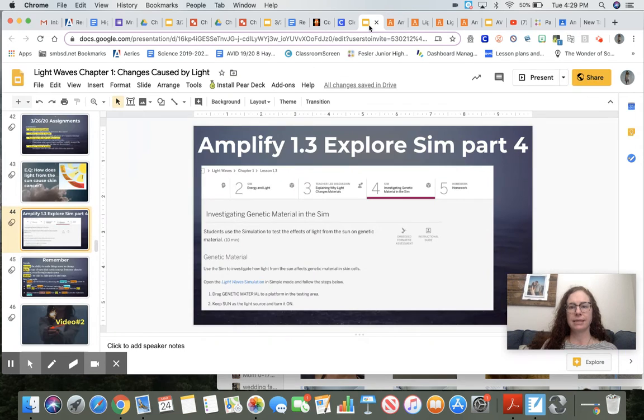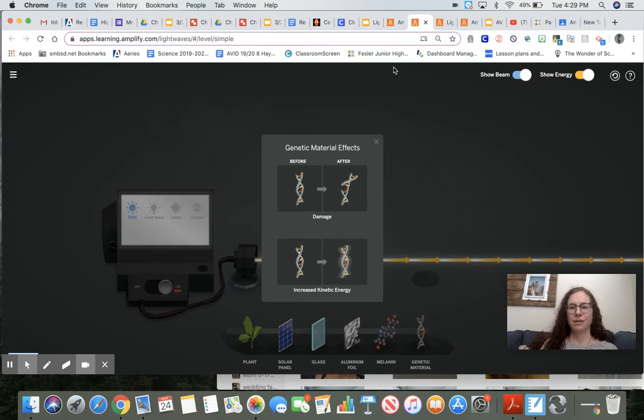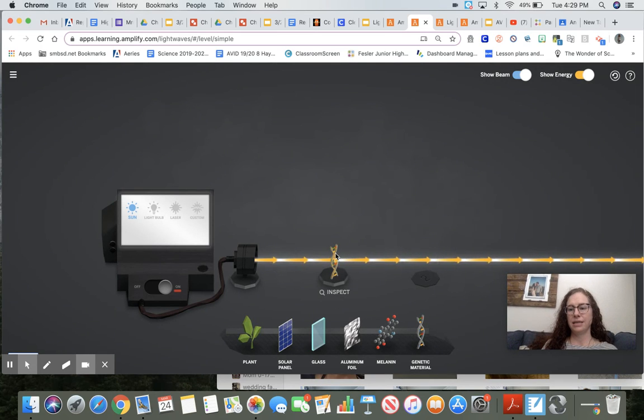If I go back to my slides, my next slide, I actually just took all the vocabulary and all the key concepts for chapter 1 and put it onto one easy slide. You do not need to put all of this in there, but this is there to kind of help guide you. So here's what energy is, here's what light is, here's what absorb means, and then our key concept. All right, so figure out, if we had damage to the DNA and we had increased kinetic energy, we've had to change. So what had to happen to some of that light in our DNA material?